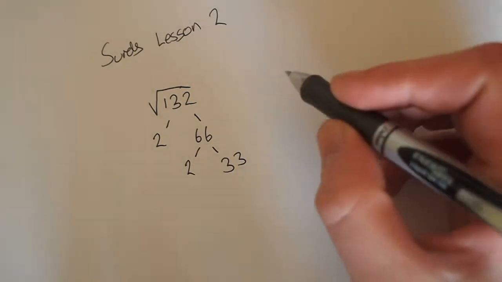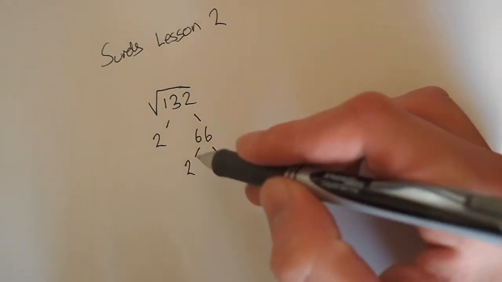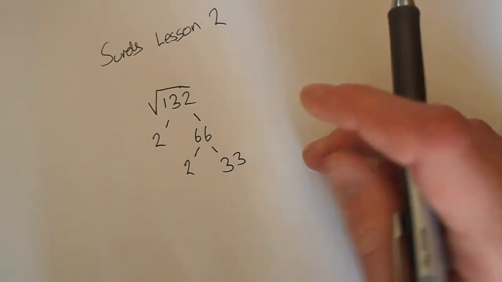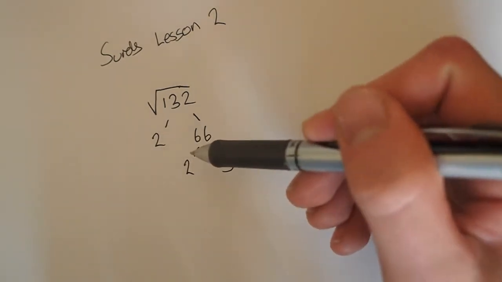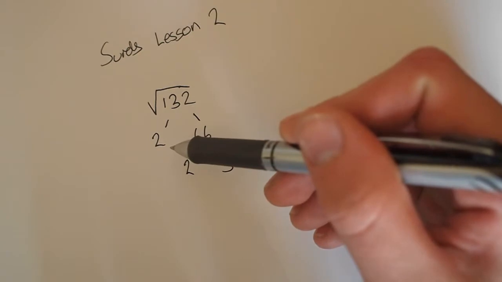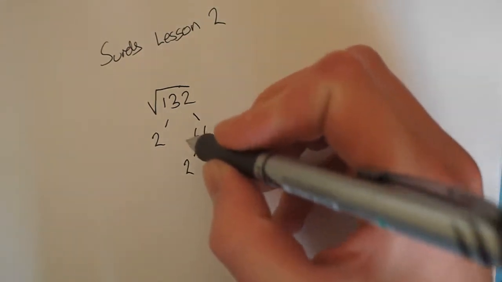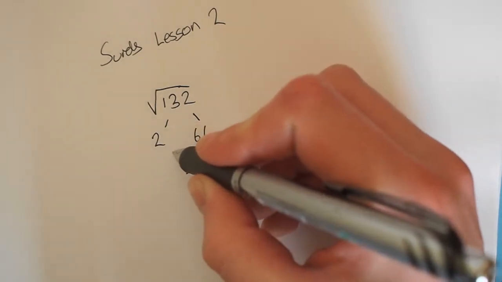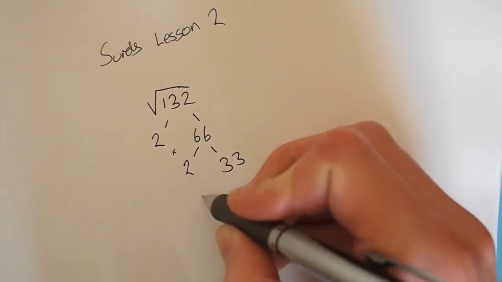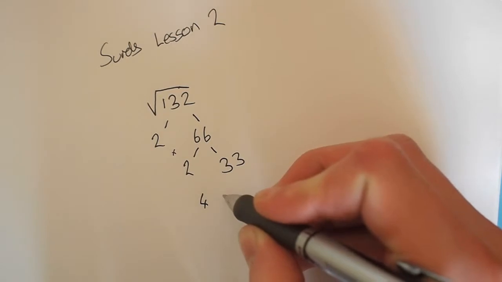So we haven't found an individual square number. However, we've found two numbers which are the same, which means when they multiply together they make a square number. So here and here we can multiply together, so we get 4 and 33.